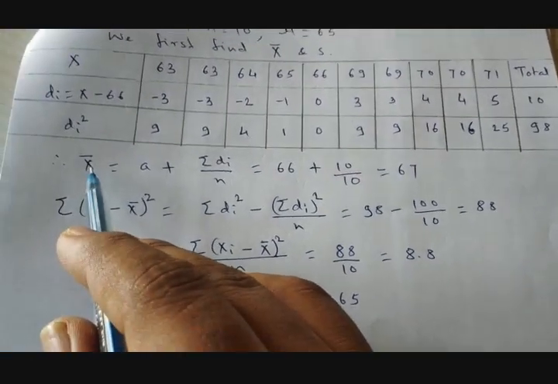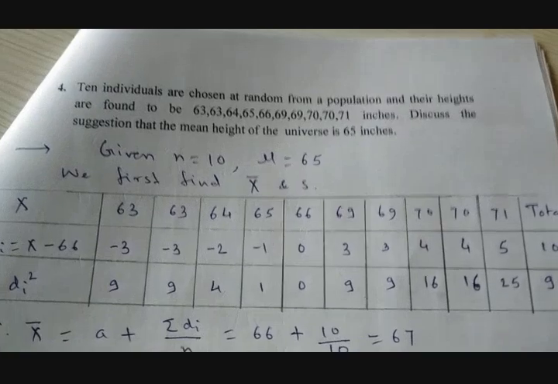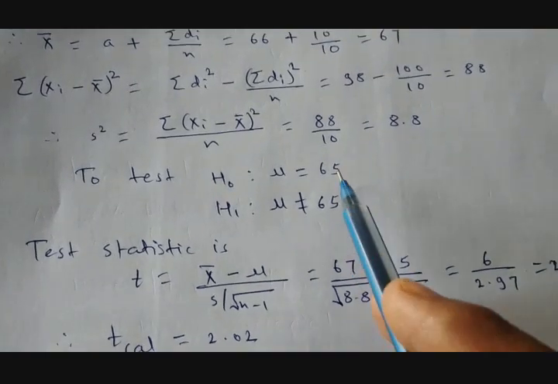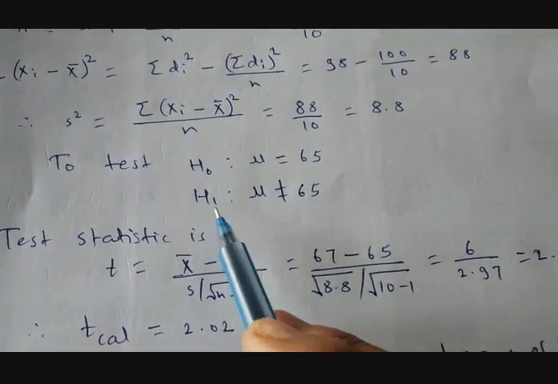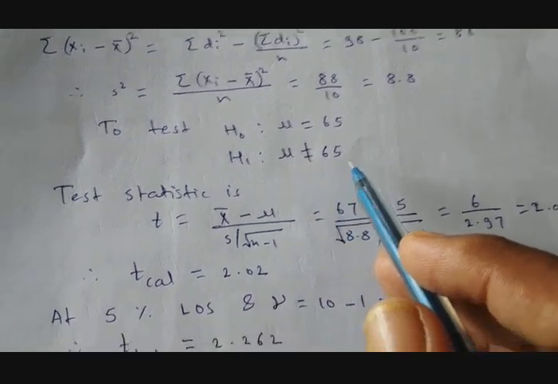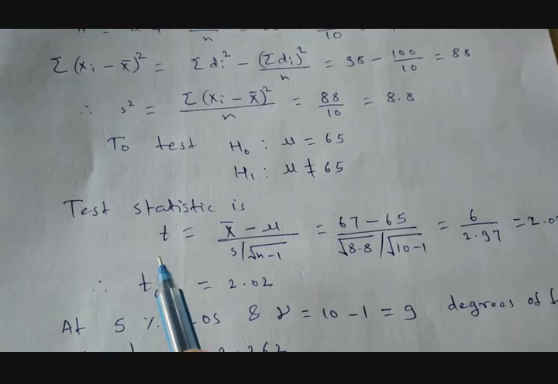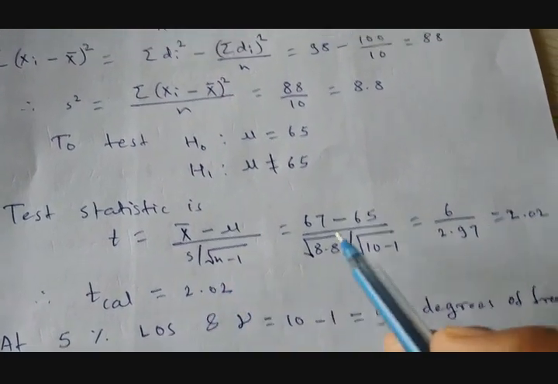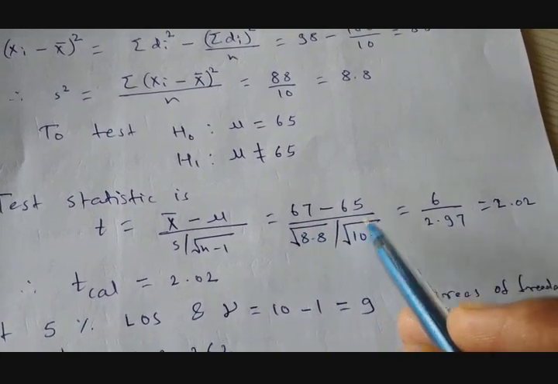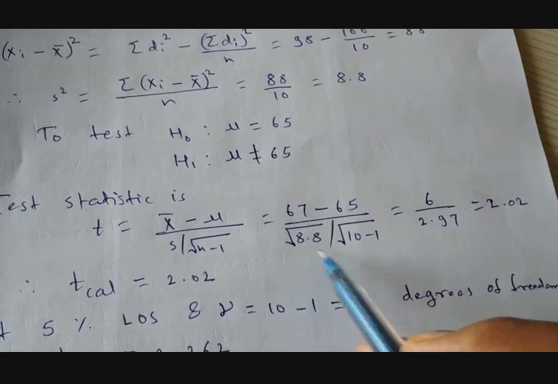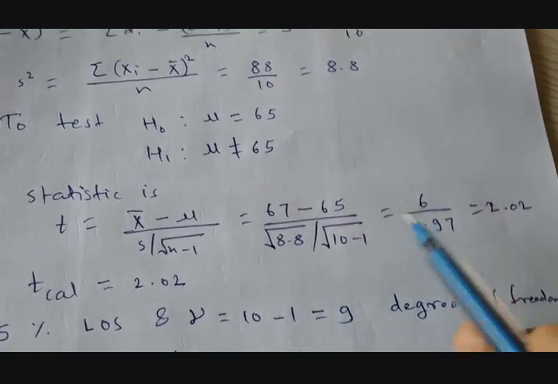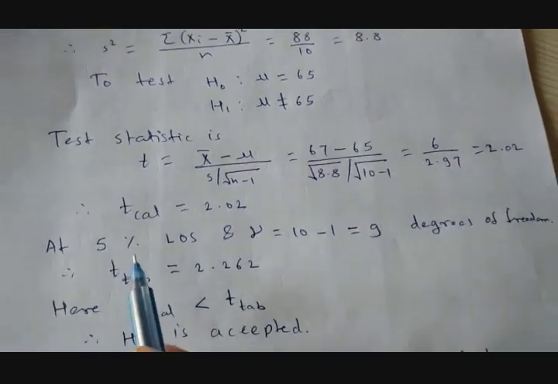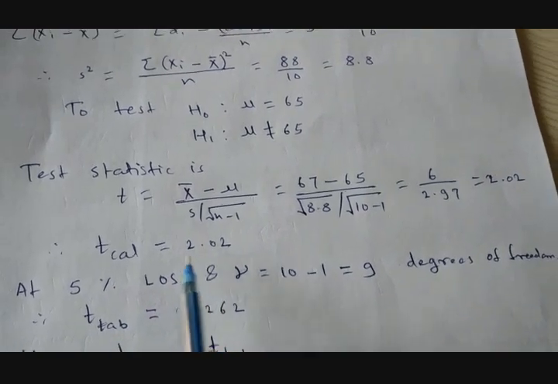Now we know values of x bar, we know value of s, we know mu, we know n. So to test null hypothesis H0: mu equal to 65 and alternate hypothesis H1, which is defined by mu is not equal to 65. So using t-test, t equal to x bar minus mu divided by s divided by root n minus 1, which is 67 minus 65 divided by root of 8.8 divided by under root of 10 minus 1, which is 2 divided by 0.99, which is 2.02. So t calculated value is 2.02.